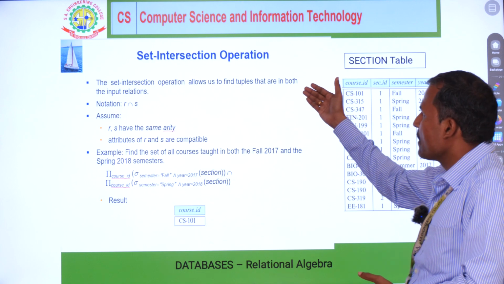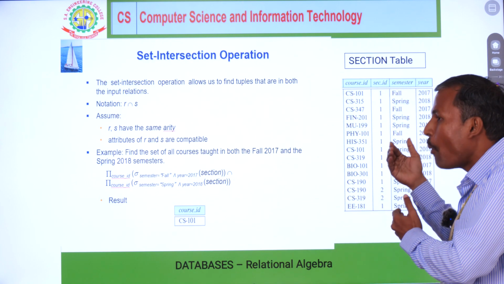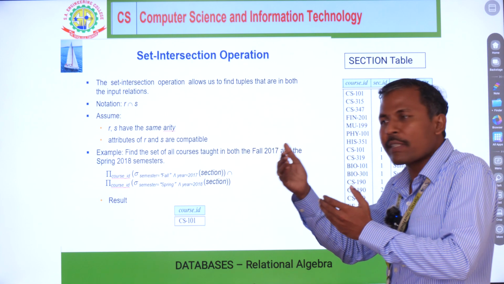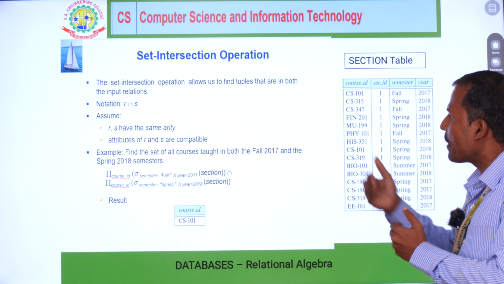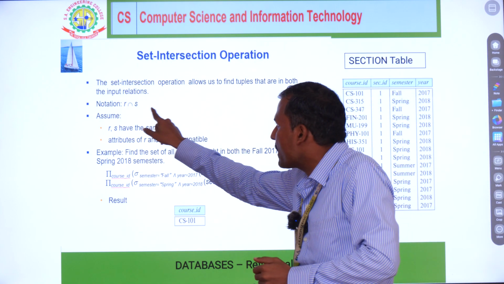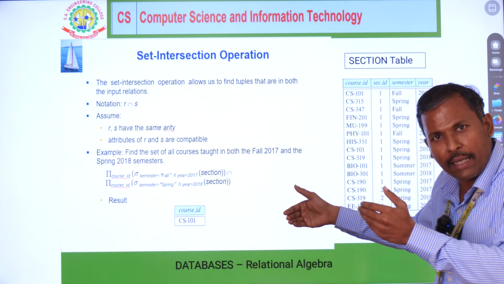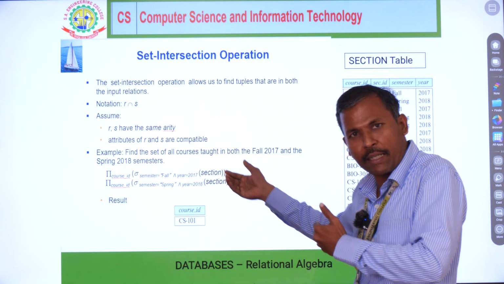The definition is, the intersection operation allows us to find tuples that are in both the input relations. So intersection always retrieves the common data, common to both the relations. The notation is R intersection S and the restrictions remain the same. R and S should have the same arity and should be compatible. And the same example has been taken here also.